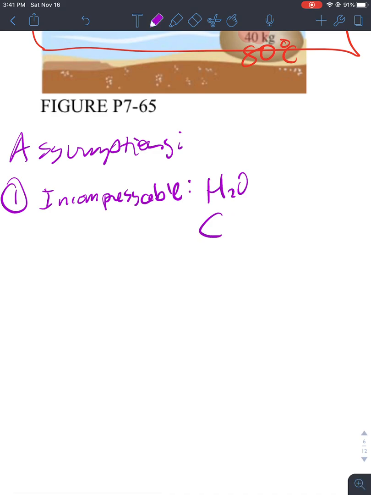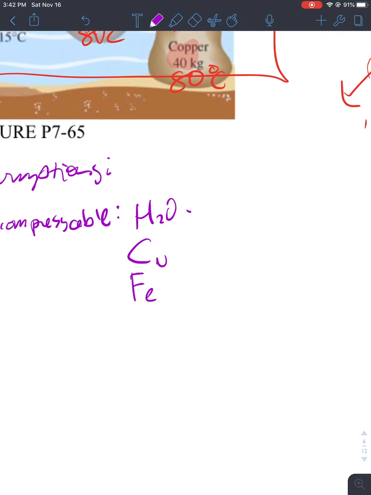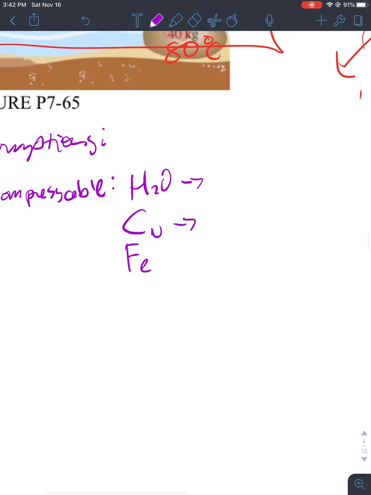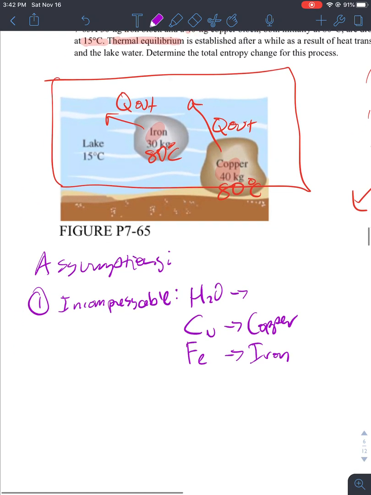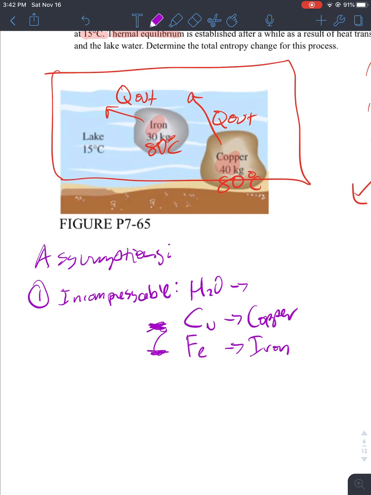And iron, which is Fe. Cu is copper, and iron. So assumption 1, incompressible. The water, copper, and iron are incompressible. I assume you could have a compressible block, but if you take into consideration how much the copper and iron compress, there's going to be only a marginal error.